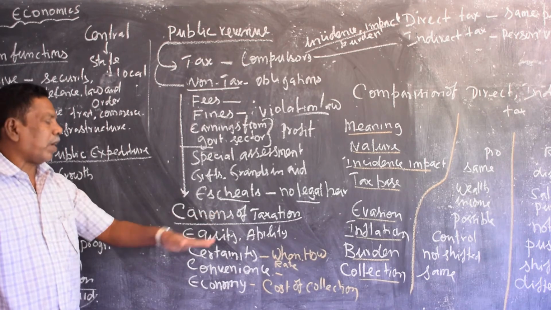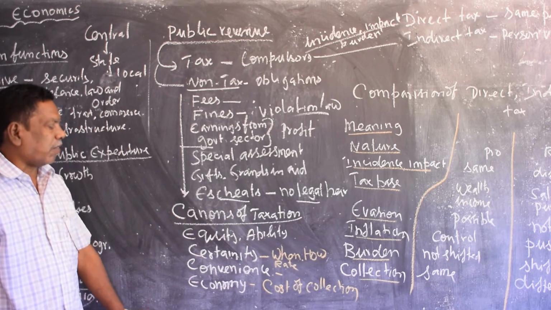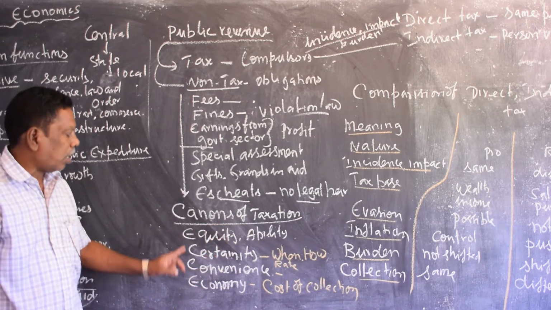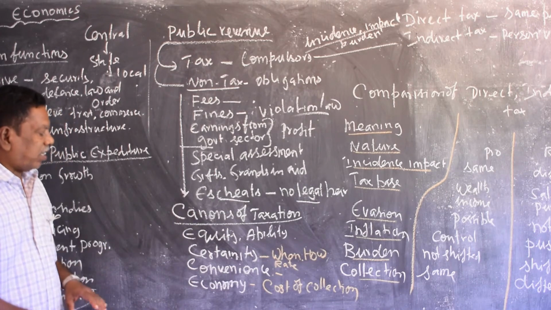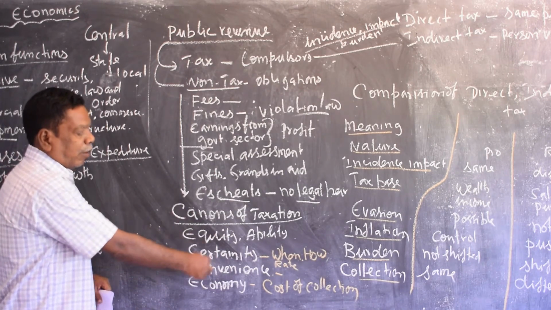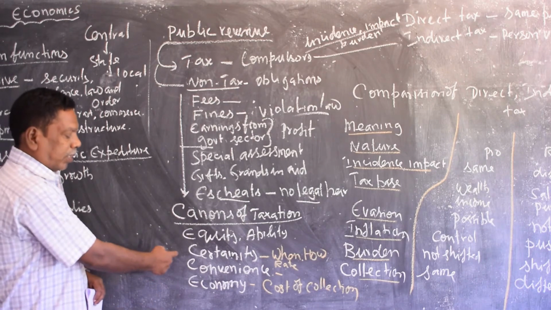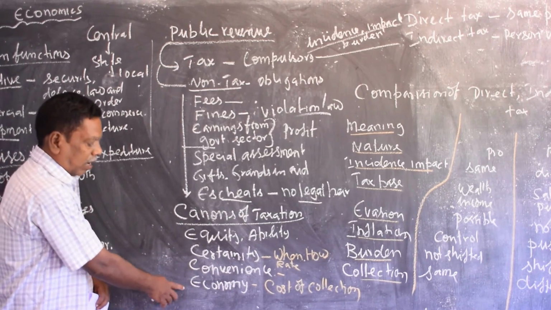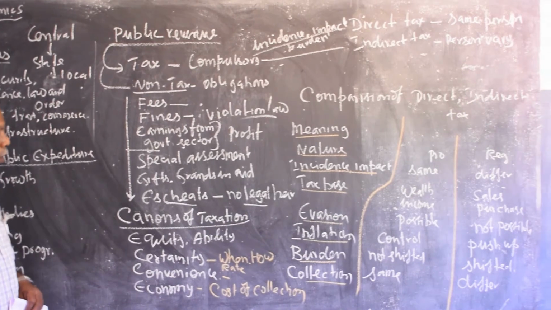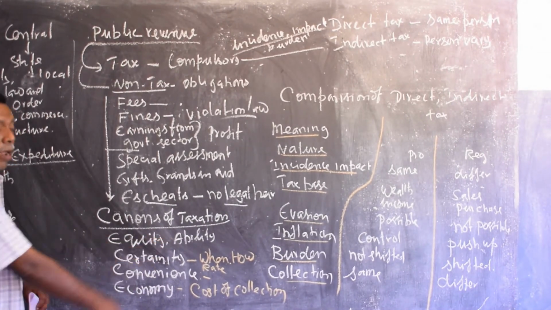The next level will be principles of taxation, canons of taxation or principles of taxation. So it has four canons. First canon is the canon of equity or ability, then canon of certainty, and canon of convenience, and finally canon of economy. Now what is the first canon? Canon of equity and ability.